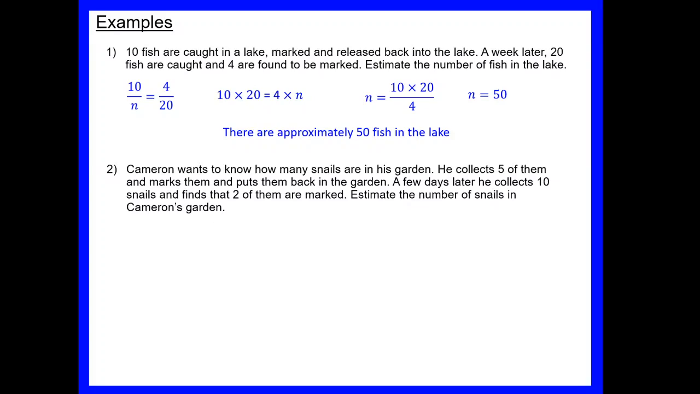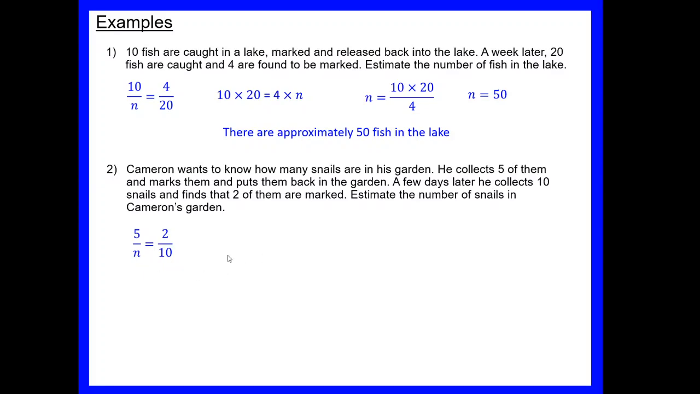So again, starting with our fractions then. We started off, we collected 5 out of an unknown population and we've marked those. We've released them and we've caught 10 more, so we know our population size, and 2 of those are marked. So again, you can see the marked values are at the top, the populations at the bottom, and we want to assume again that these are going to be equivalent.